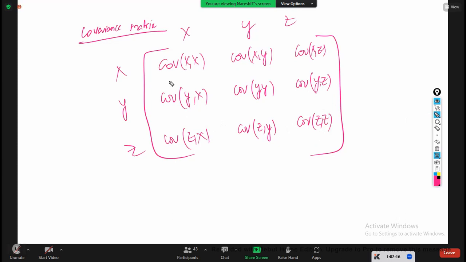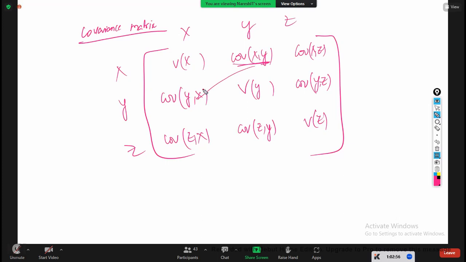Okay. Now, covariance of x comma x is nothing but variance of x. Covariance of y comma y is nothing but variance of y. And covariance of z comma z is nothing but variance of z. Now, with respect to the covariance, whatever this value and this value are both the same.